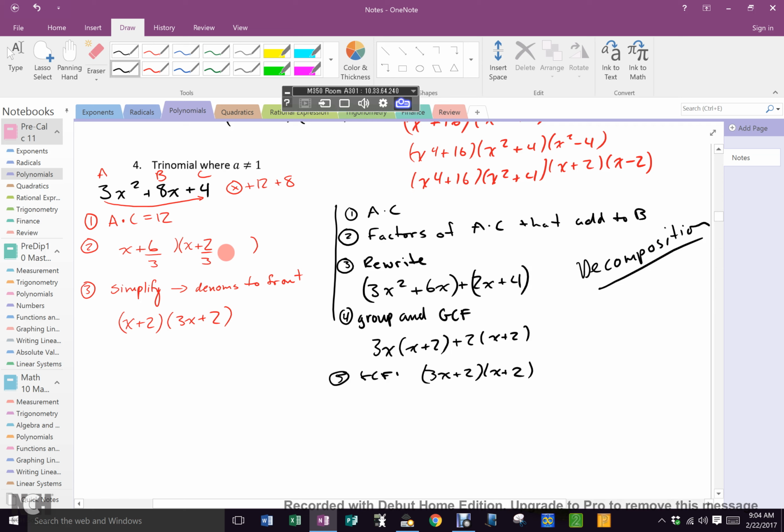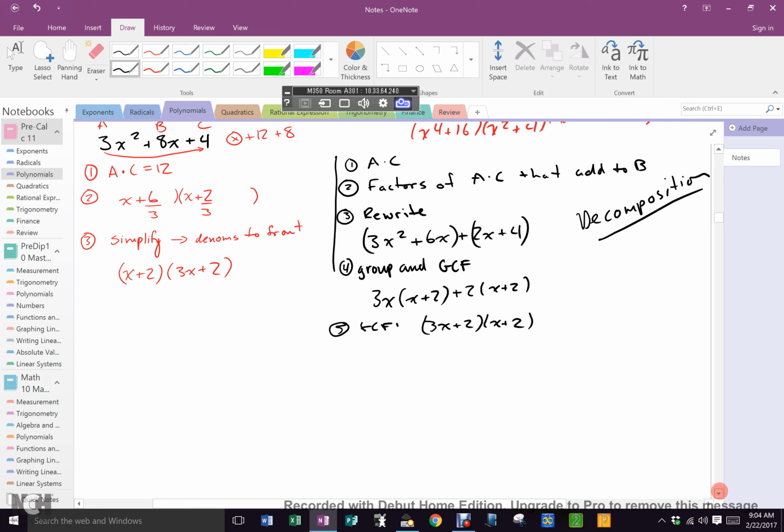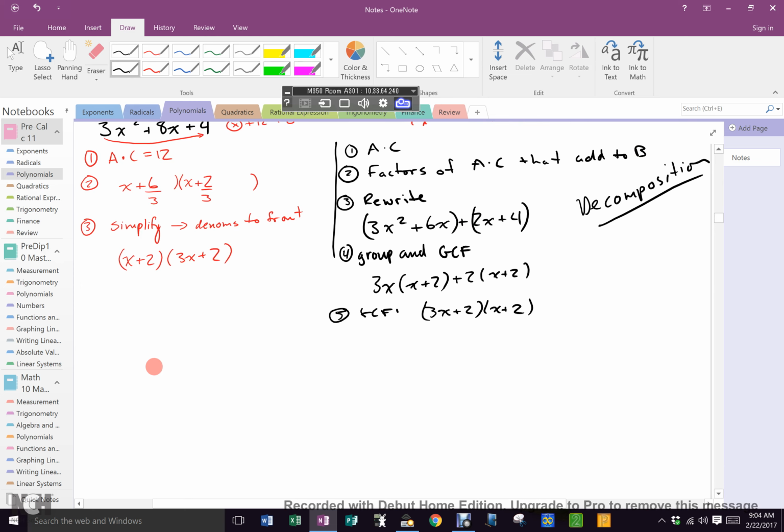Kelvin. Well, those were the factors, 6 and 2, of 12 that added to 8. Okay? It's just rewritten. Now, there's a third method, which I have seen done. The first time I saw it was like 6 years ago by a Korean exchange student. And they made a box.